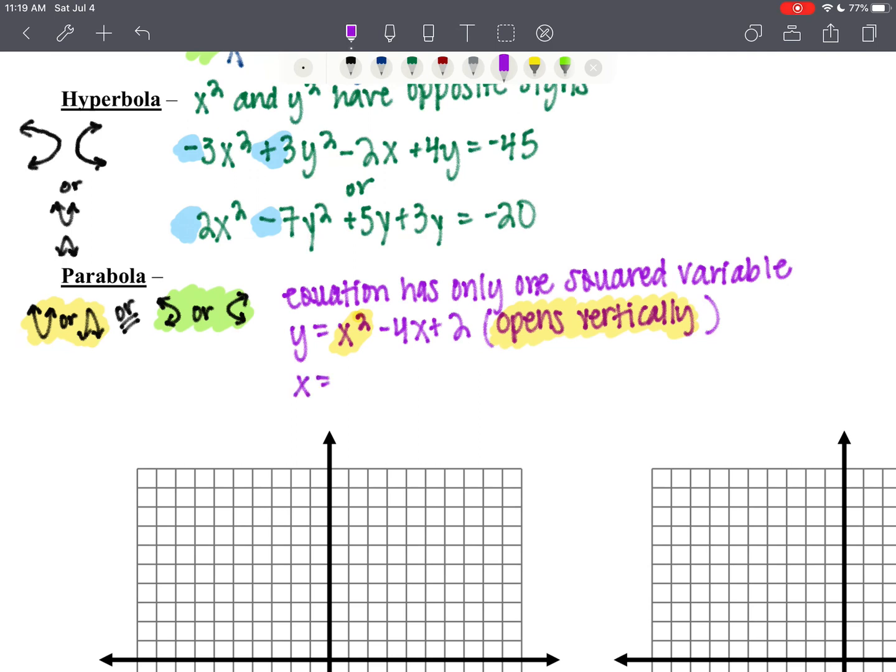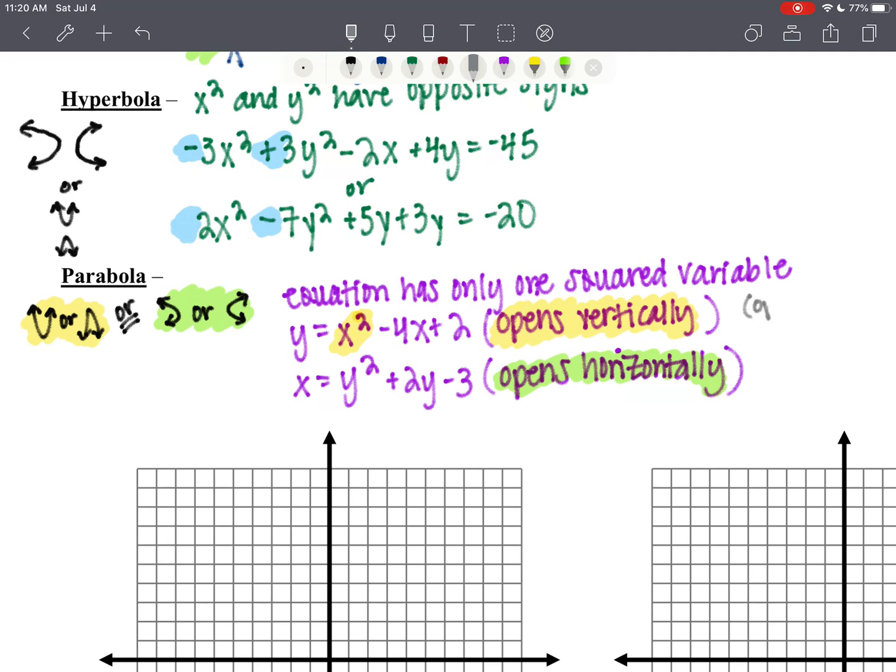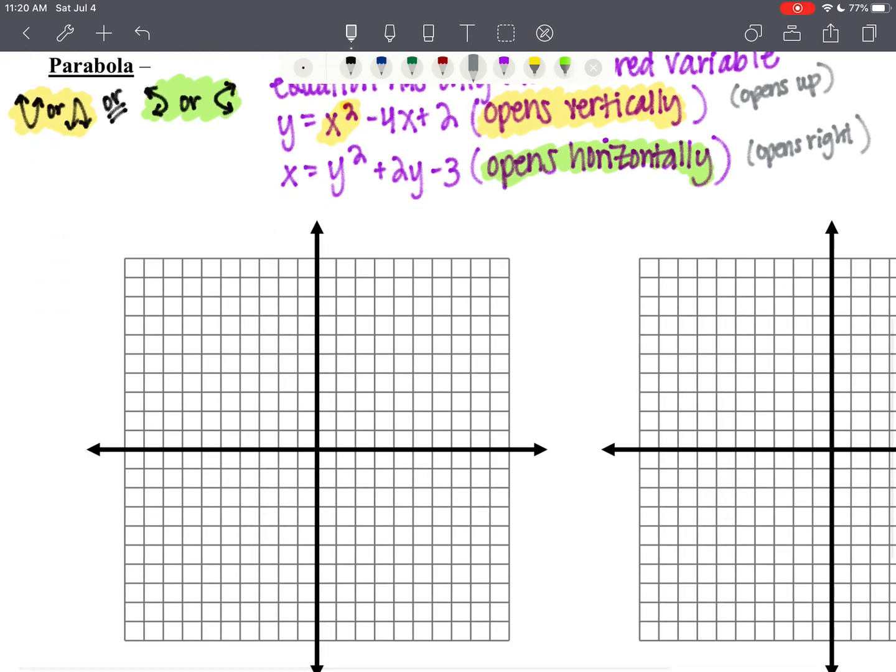You could also have x equals y squared plus 2y minus 3. That's going to be an example of a parabola that's opening horizontally. Now I'm going to take this just one step further because I like to do that. Opens vertically, remember we said specifically this one's going to open up. And opens horizontally, this one's going to open right. And we'll talk more about that. You can see the grids that are occurring here.